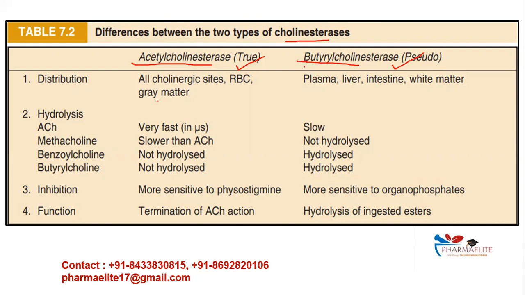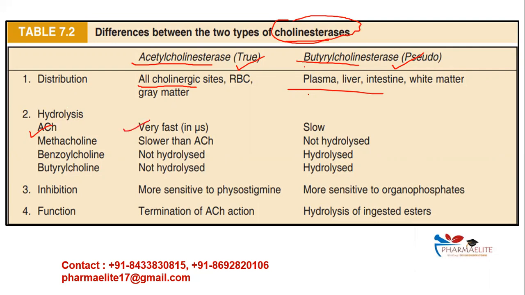Now, true, if you see, it is distributed almost everywhere, at all cholinergic sites. This enzyme is found everywhere. If you say pseudo, it is found only in plasma, liver, intestine, white matter. What is important to us is this: acetylcholine hydrolysis. What does this enzyme do? This enzyme basically hydrolyzes acetylcholine. So it carries out the hydrolysis of acetylcholine.